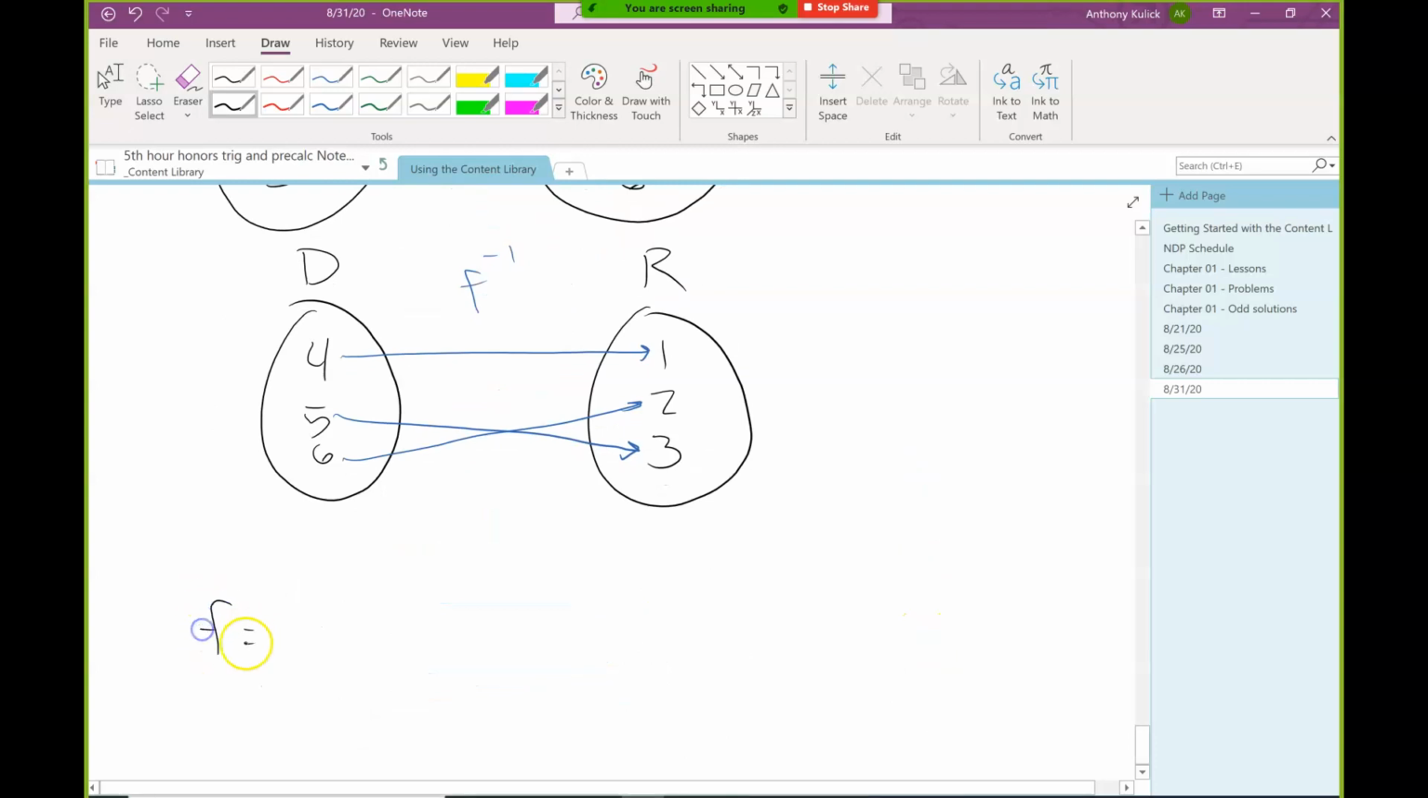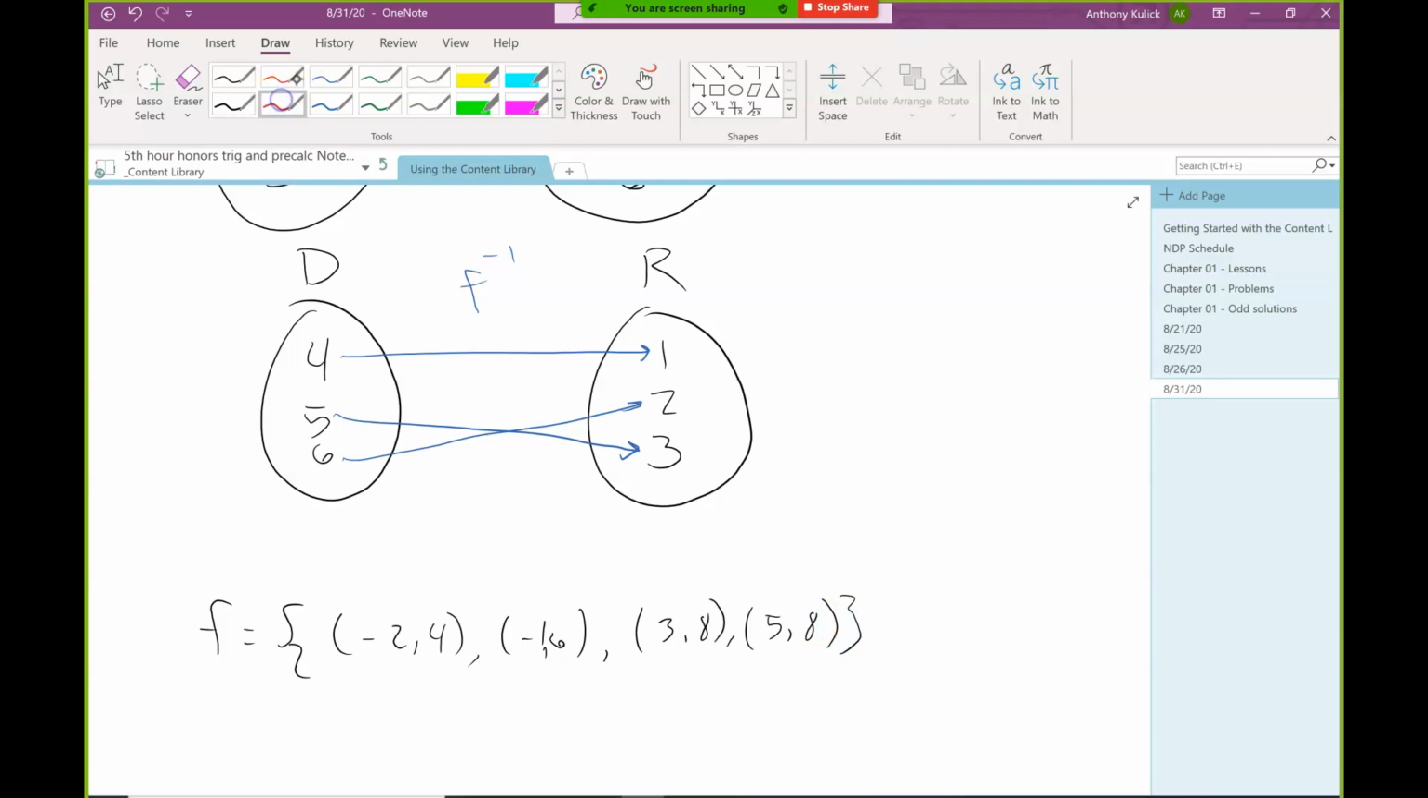If I have a set of ordered pairs, so let's say this is my function f, how do I find the inverse for something like this? Yeah, I just switched the x's and y's. Very good.